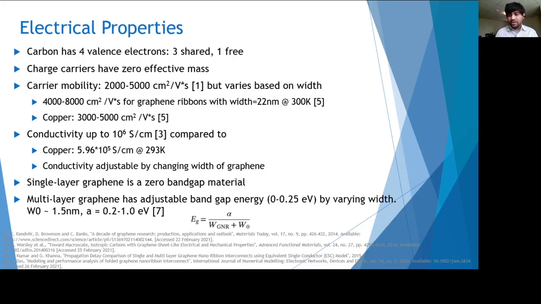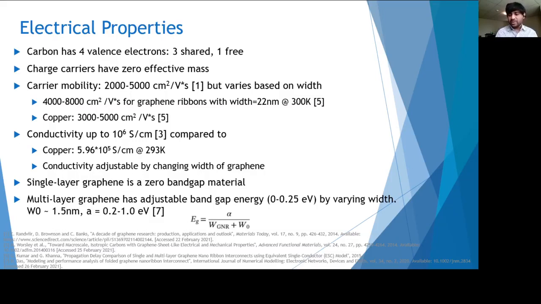The single layer graphene has 0 band gap energy. Band gap energy is the energy gap between the top of the valence band and the bottom of the conduction band. So essentially it's the energy required to allow electrons to flow. So 0 band gap energy means that it requires little to no energy to get electrons to flow.